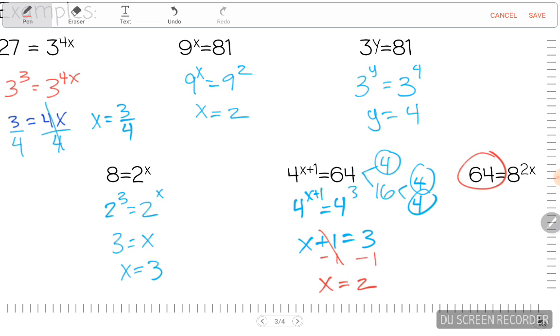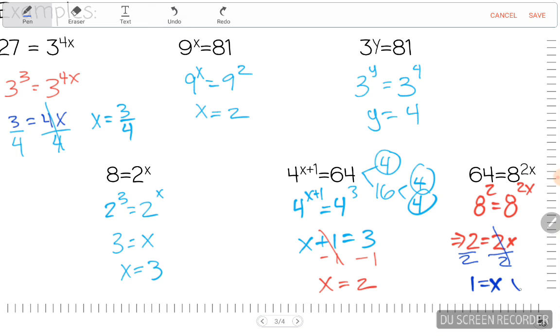Okay, finally, 64 is the same as 8 squared. If I have 8 squared equals 2x, that means that 2 equals 2x. So I can divide both sides by 2. And these actually also kind of cancel out because 2 over 2 is just 1. So I get 1 equals x, or I could write it as x equals 1.